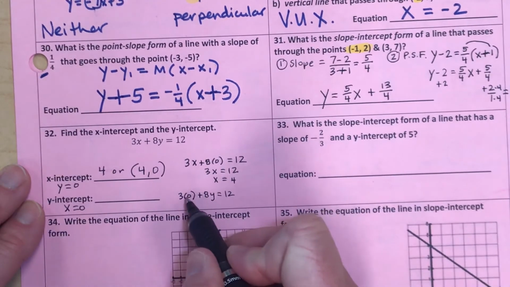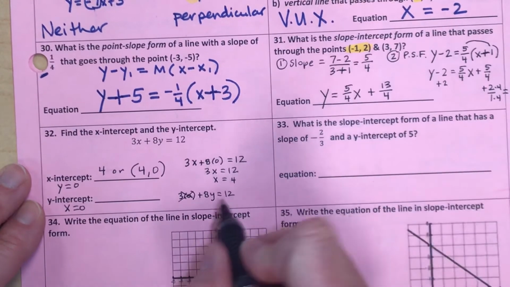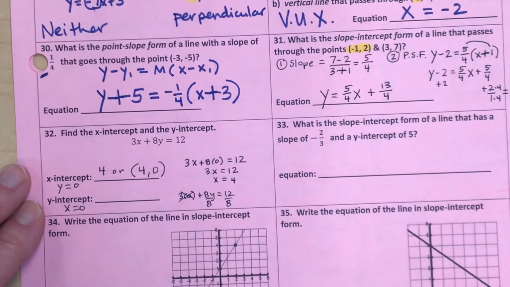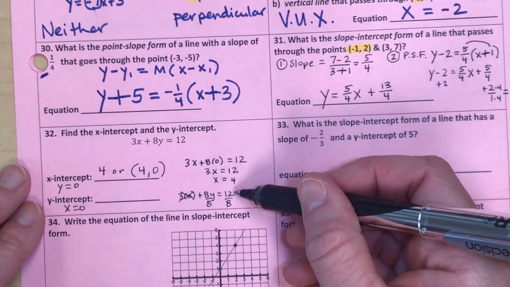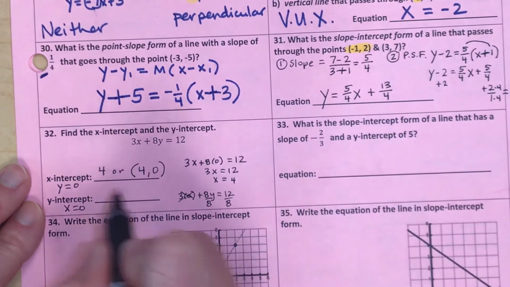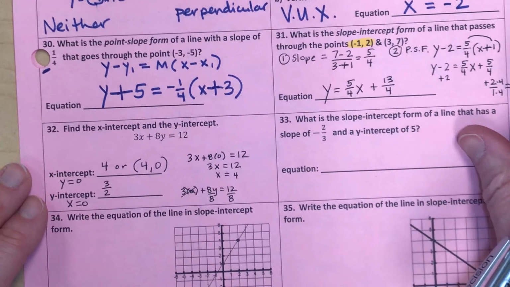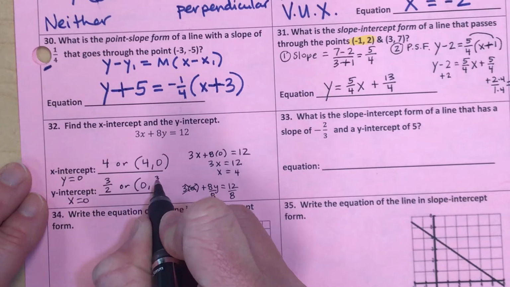Well, that means this term is going to drop out. Nothing plus 8y equals 12, well, just 8y equals 12. Now divide both sides by 8, and all I need to do is reduce my fraction here. 12 and 8, they're both divisible by 4, so if I reduce, I would have 3 over 2 for my fraction. But if you wanted to write it as an ordered pair, it'd be (0, 3/2).